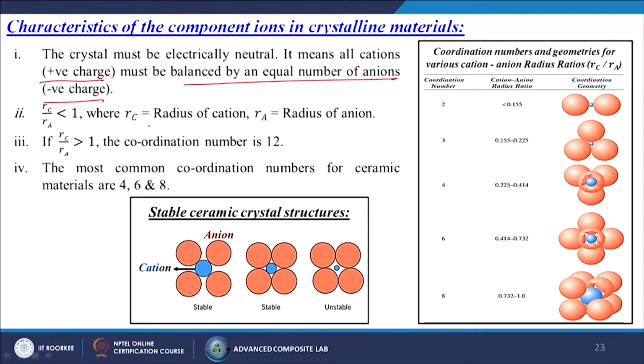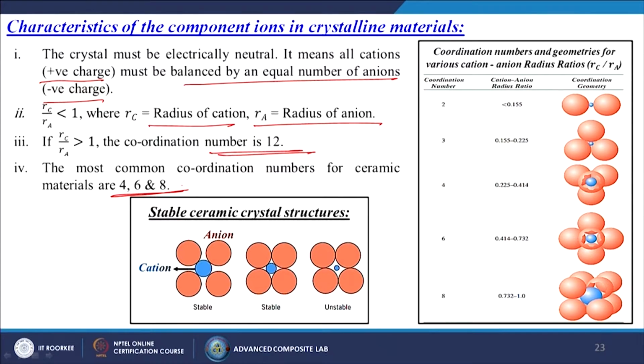Here RC is the radius of the cation and RA is the radius of the anion. So, RC by RA can be less than 1, and if RC by RA is greater than 1, the coordination number is 12. The most common coordination numbers for ceramic materials are 4, 6 and 8.